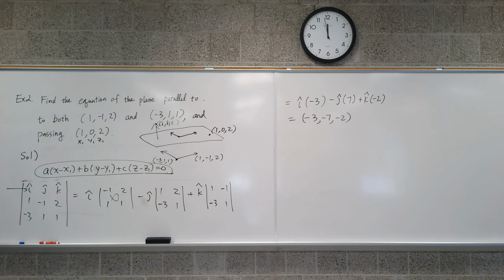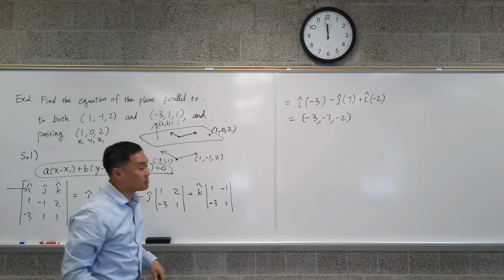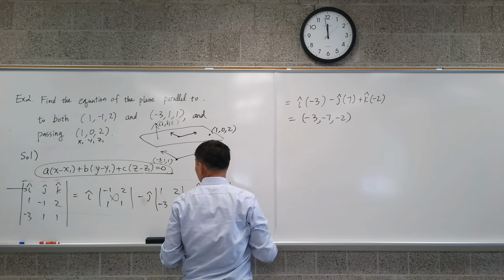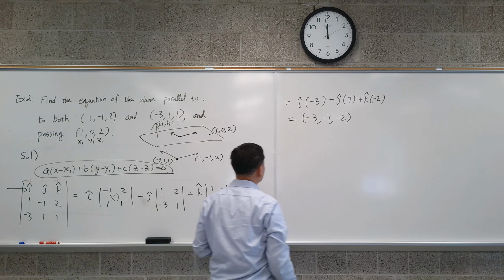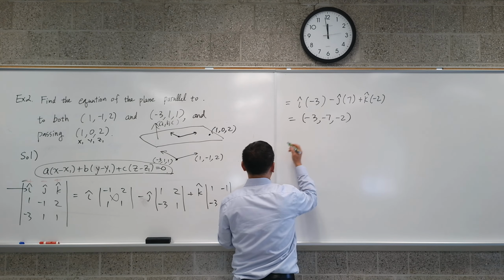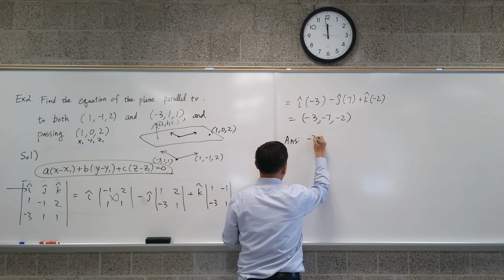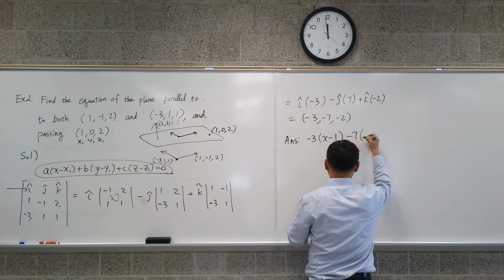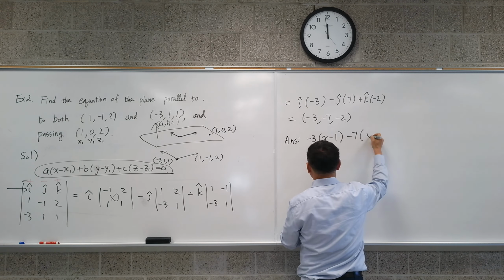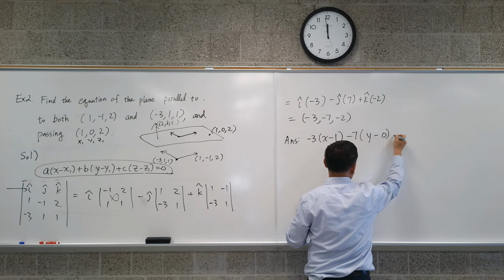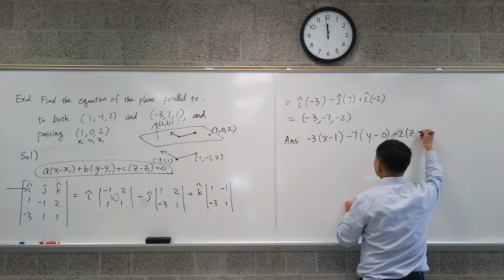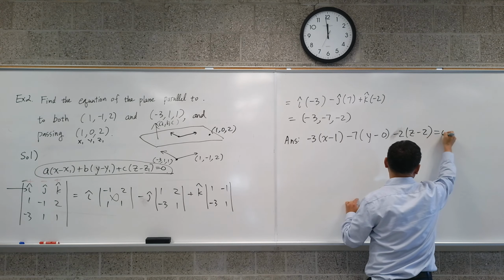That's going to be a vector that's perpendicular to both of these vectors, right? And now that I have ABC, this is going to be our ABC, and we also have x1, y1, z1, we can write the answer. Answer would be negative 3 times x minus 1 minus 7 y minus 0 and then minus 2 z minus 2 equal to 0.